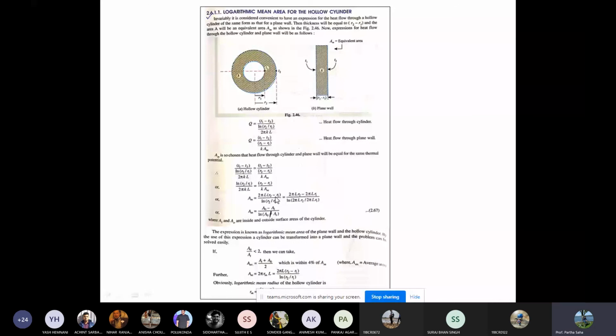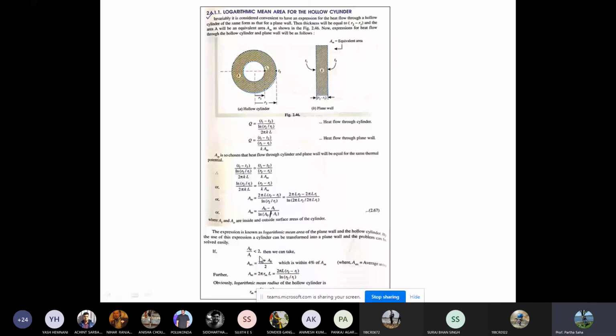Which can be written as 2 pi L R2 minus 2 pi L R1 divided by ln of 2 pi L R2 by 2 pi L R1. Now 2 pi L R2 is the area of the outer cylinder, and 2 pi L R1 is the area of the inner cylinder. So you can write AM equal to (A0 minus Ai) divided by ln(A0/Ai), where Ai and A0 are the inside and outside areas. This is why it is called the logarithmic mean area. Now if A0 by Ai is less than 2, then we can take the arithmetic mean, (Ai plus A0) by 2, which is within 4% of AM.